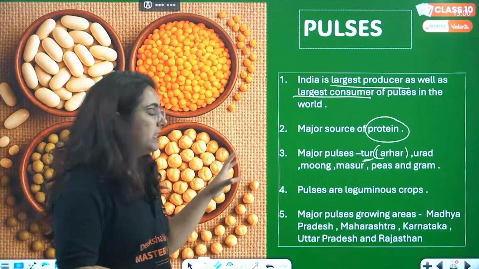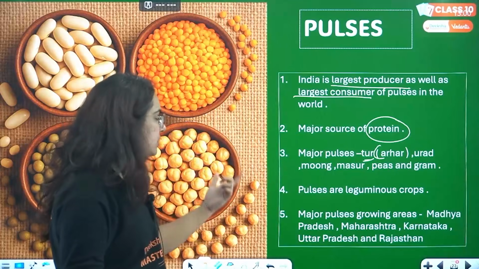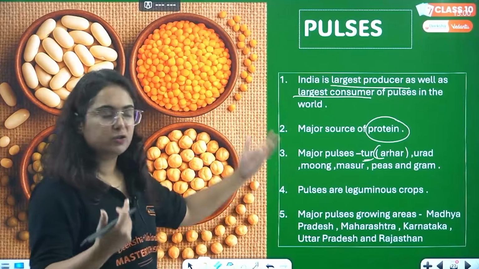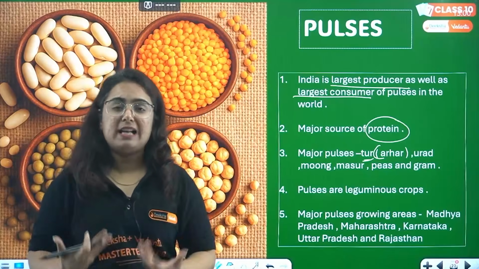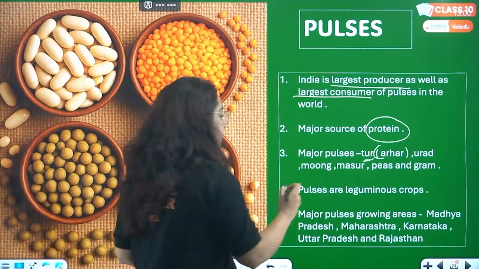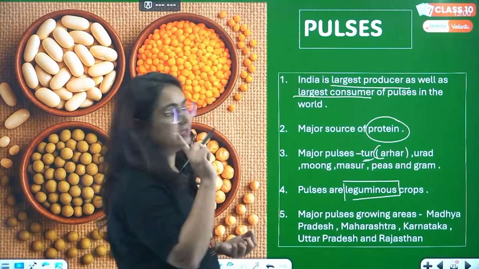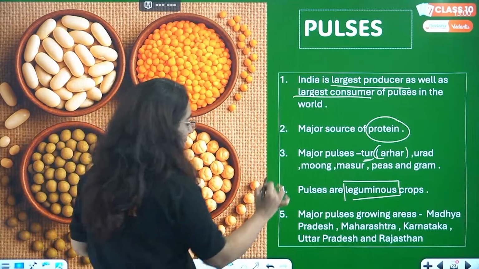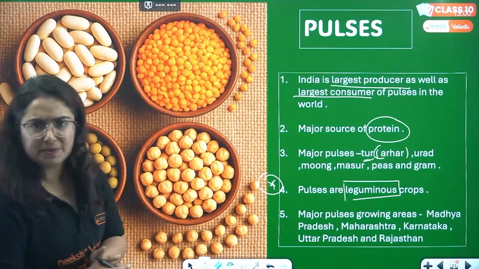So yes, beta, there are major pulses. You can even add more to this list. Major ones I have written here to remember: tur, urad, moong, masoor, peas, gram. You can add whatever you eat at your home. And the pulses are leguminous crops. This is very important to remember. What are leguminous crops basically?